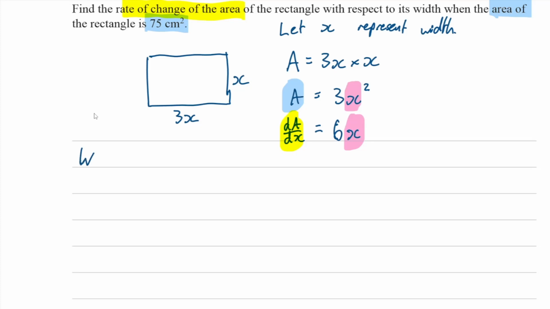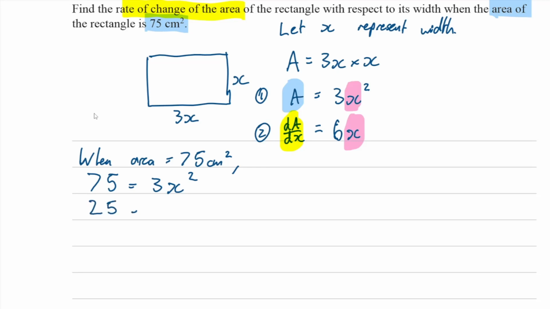So, when area equals 75 centimeters squared, we have area equals 3x squared, using our area equation number 1. So solving for the width, divide both sides by 3, square root both sides, plus or minus 5. However, in this case, we'll just take the positive solution. So negative 5 just means it will go the other way, so equivalent. So we found the width when the area is 75 centimeters squared.